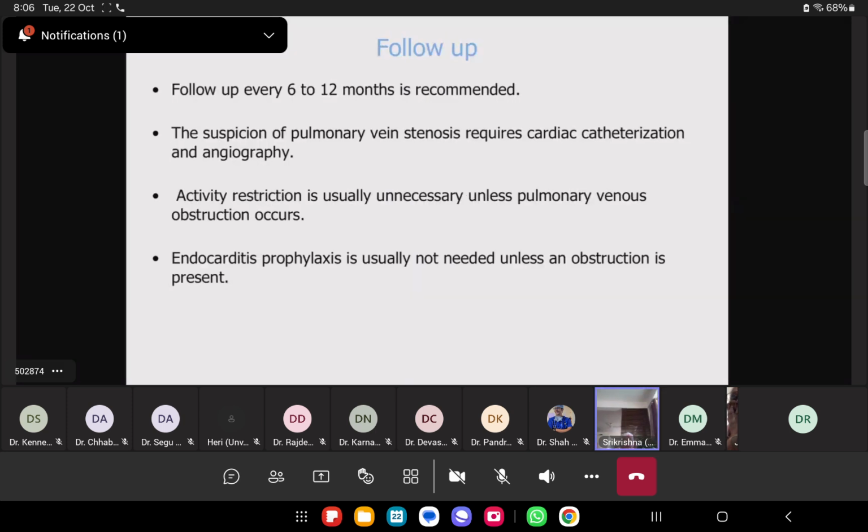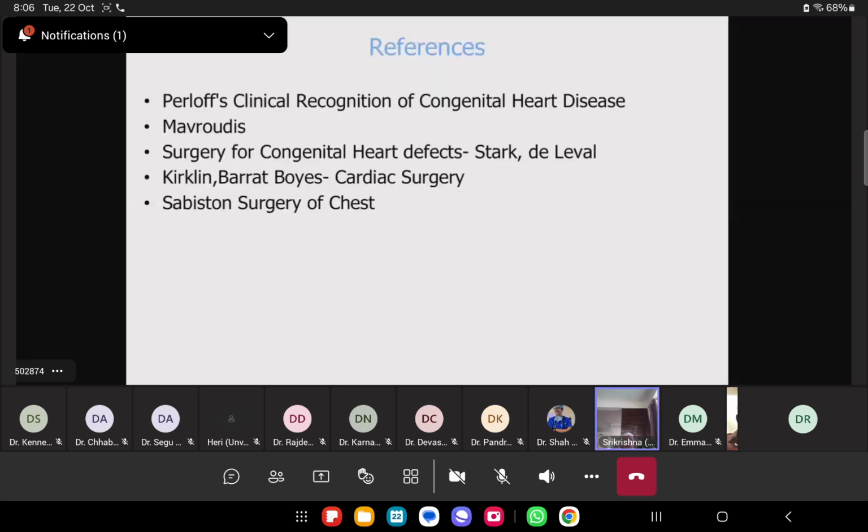A follow-up every 6 to 12 months is recommended. Suspicion of pulmonary vein stenosis requires cardiac catheterization and angiography. Activity restriction is usually unnecessary unless pulmonary venous obstruction occurs. Endocarditis prophylaxis is usually not needed unless an obstruction is present. I have taken references from Pearson's, Mavroudis, Kirklin, and Sabiston's surgery of the chest. Thank you.